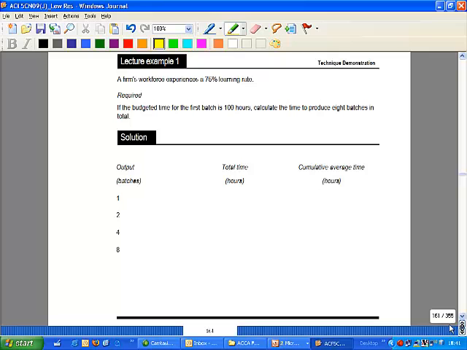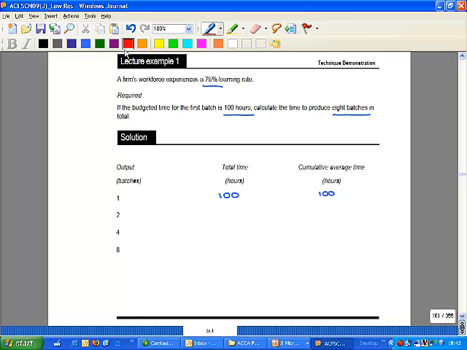We have a look at example 1. We have a workforce here that has a 75% learning rate. We're told that the budgeted time for the first batch is 100 hours, and we've got to calculate the time to produce 8 batches. You can see here, to make 8 batches, we've got this doubling of production. To start with, we make 1, double that is 2, double it is 4, double it 8. We know that when we make that first batch, it took us 100 hours. So our average time for that batch was 100.